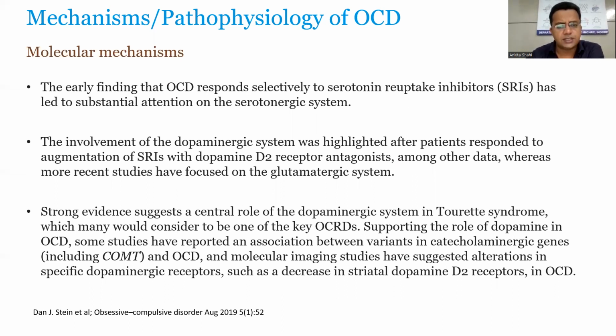Strong evidence suggests a central role of the dopaminergic system in Tourette syndrome, which many would consider to be one of the key OCRDs, obsessive compulsive related disorders. Supporting the role of dopamine in OCD, some studies have supported an association between variants in catecholaminergic genes, including COMT, and OCD. And molecular imaging studies have suggested alterations in specific dopaminergic receptors, such as a decrease in striatal dopamine D2 receptors in OCD.